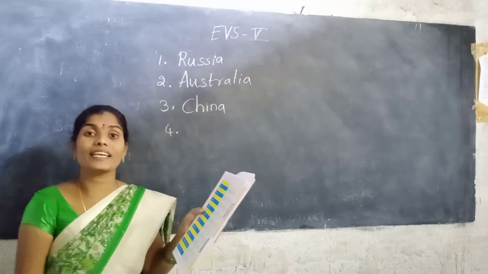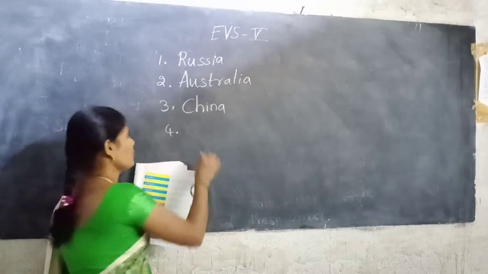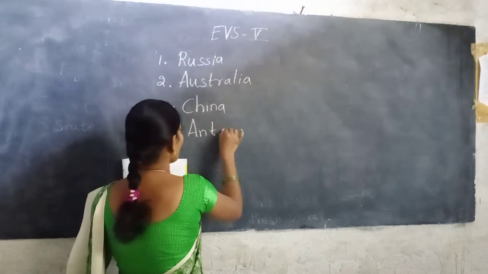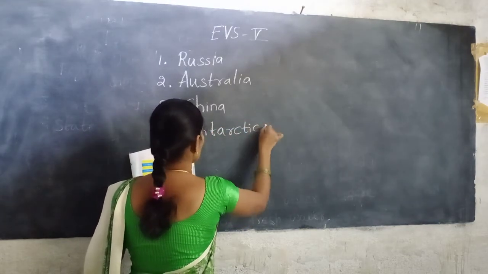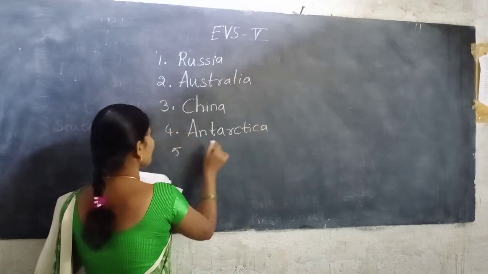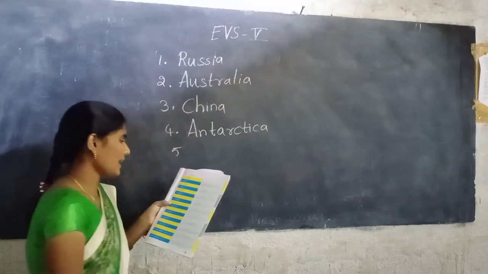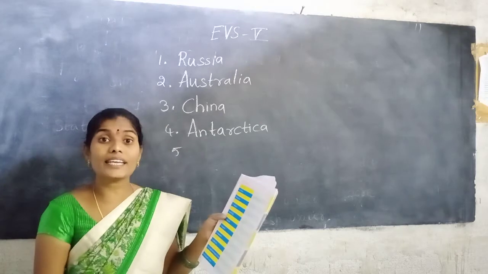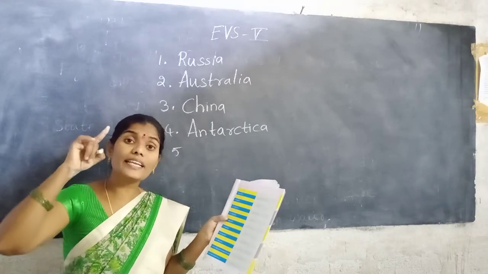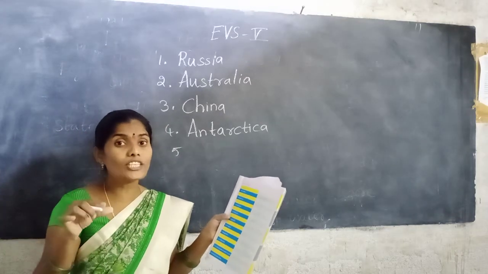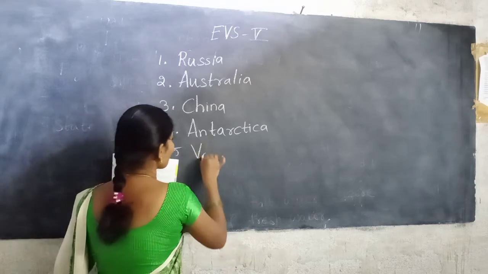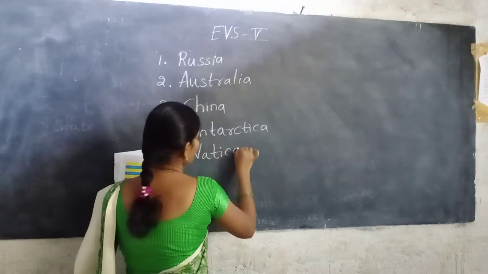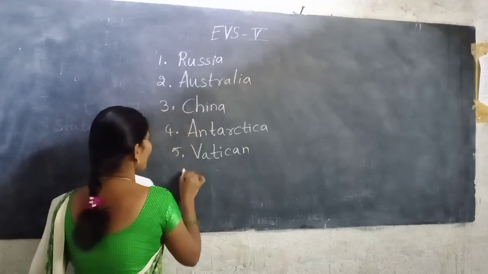Frozen continent, Antarctica. What's the frozen continent? Antarctica. Frozen continent is Antarctica. Next, the smallest country. Largest country is Russia. Smallest country is Vatican City. Smallest country is Vatican.